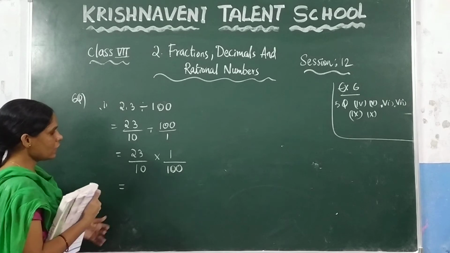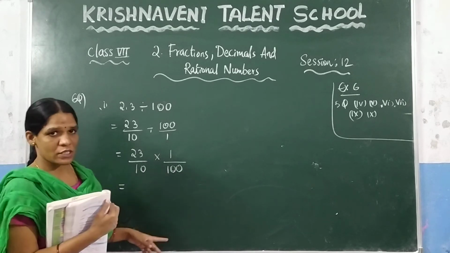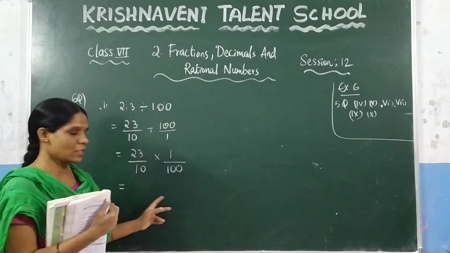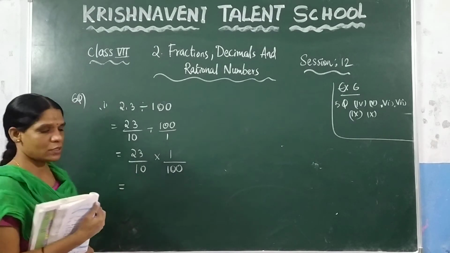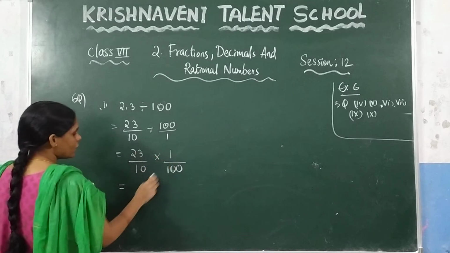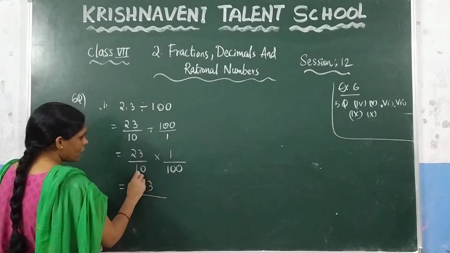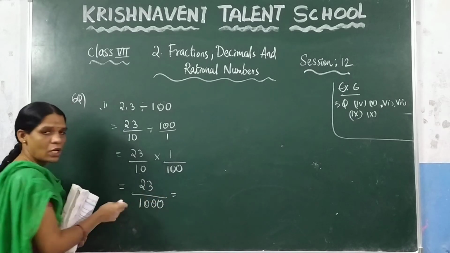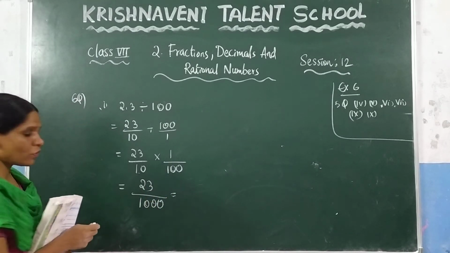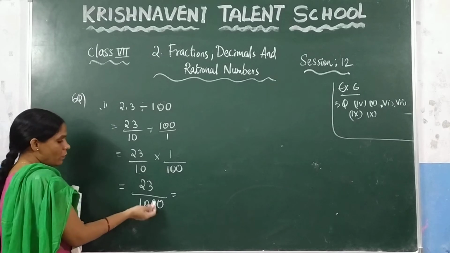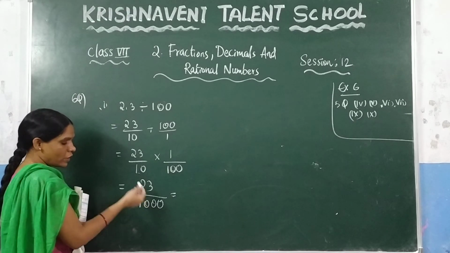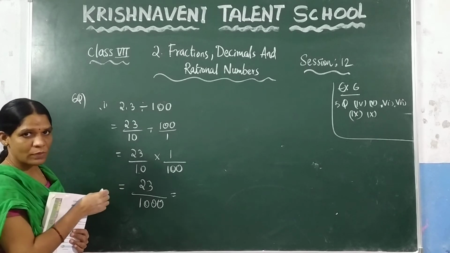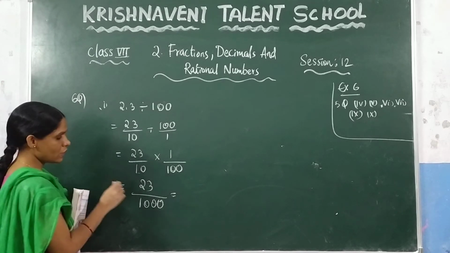Now multiply it. We have already learned in this fraction chapter how to multiply two fractions. Just multiply the numerators and multiply the denominators. So here what will we get? 23 into 1 gives you 23. 10 into 100 is 1000. Now you know how to write this in decimal form. So here in the denominator how many zeros are there? 1, 2, 3. So in the numerator you need to move that many places from the right, and before that you need to keep the decimal point.